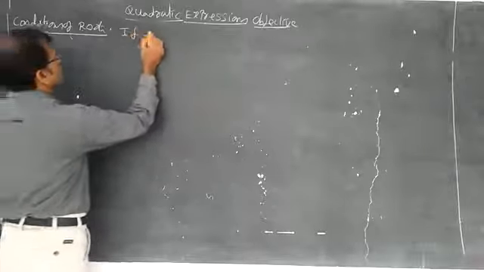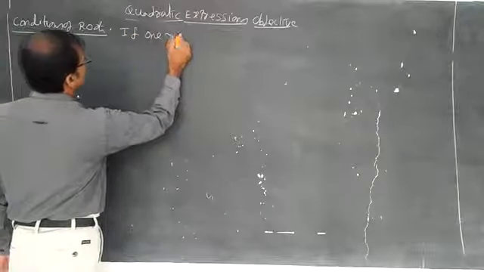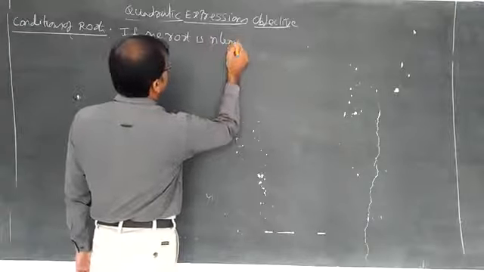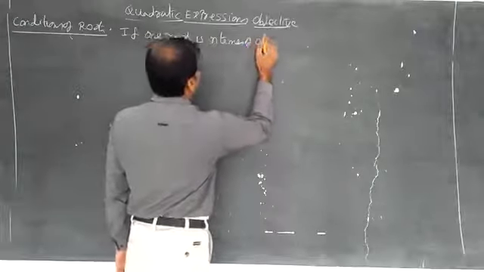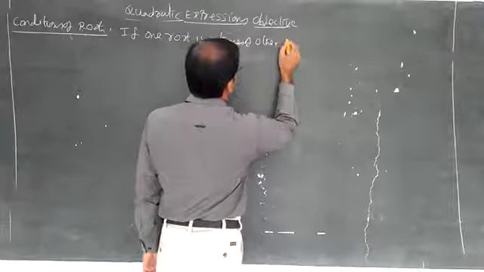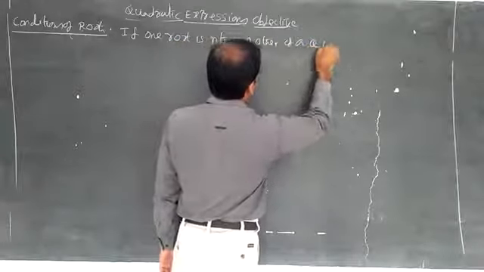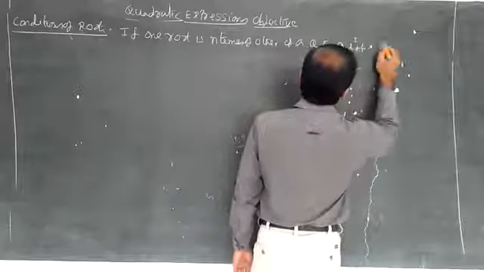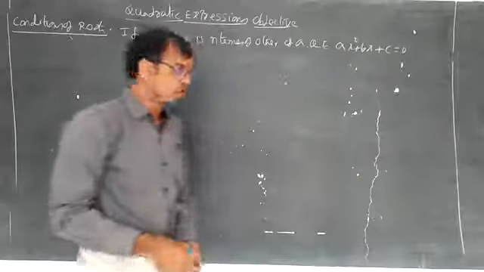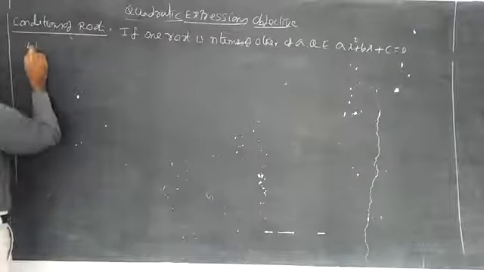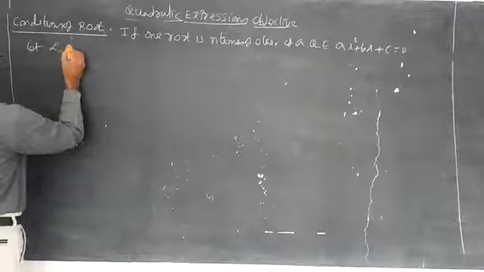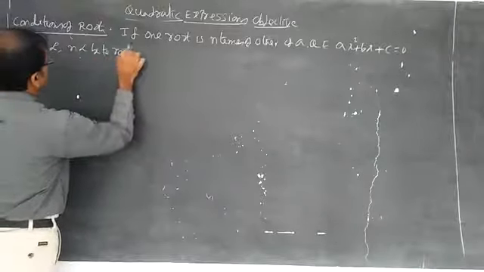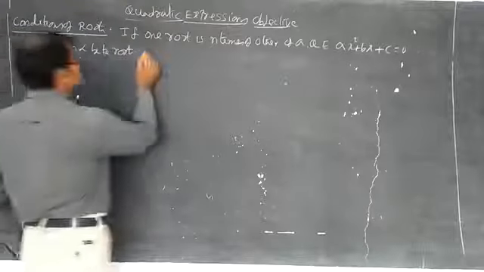If one root is n times the other of a QE. General notation, the QE is ax square plus bx plus c equal to 0. Now I am verifying the condition. Alpha comma n alpha be the roots.